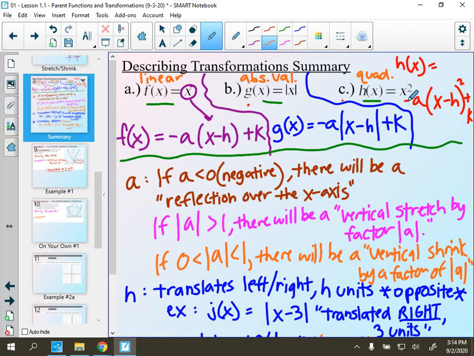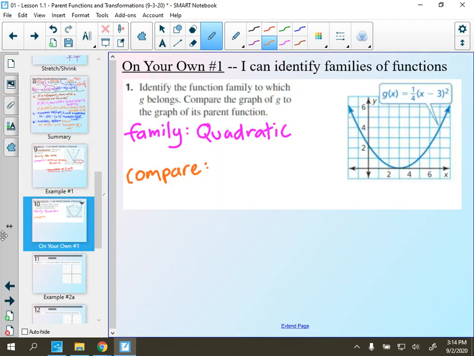Oh, A, is it positive? Yep, it was positive 1/4. I'm not saying this again, it's not a reflection, but it's a positive 1/4. So is that number greater than 1? No, 1/4 is between 0 and 1. So this is going to cause a vertical shrink by a factor of 1/4. Okay, let's just say it. Vertical shrink, factor 1/4.